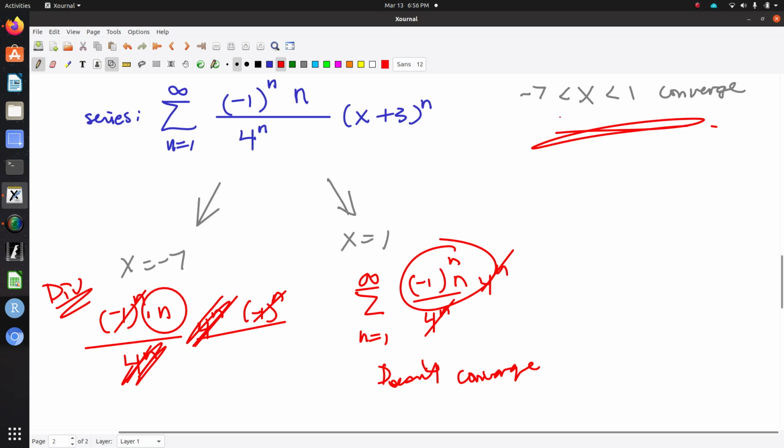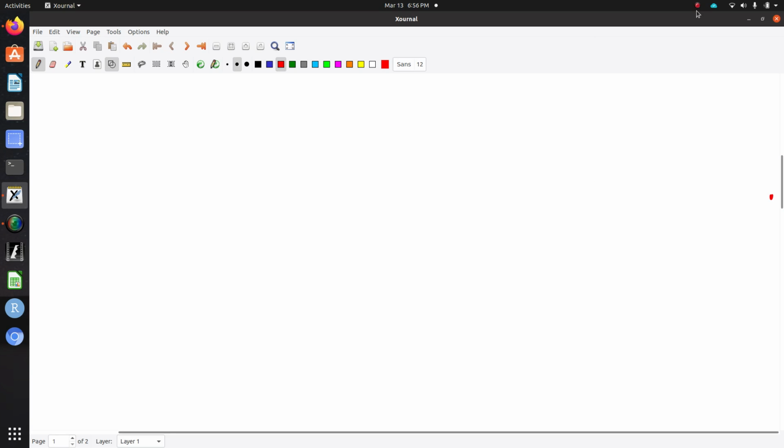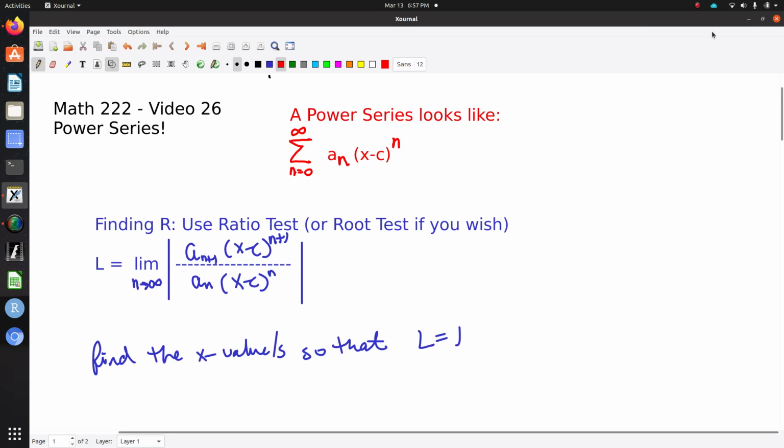So it converges between -7 and 1, and we already tested the endpoints. X is equal to 1, x is equal to -7. They also diverge. Okay, and that's the end of that.